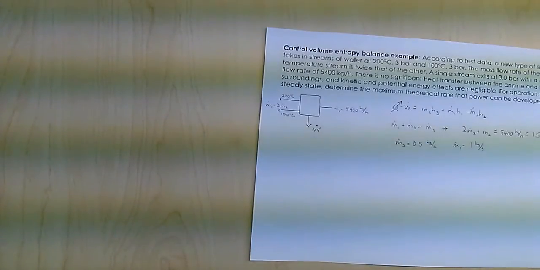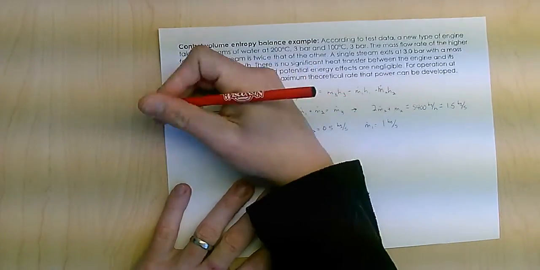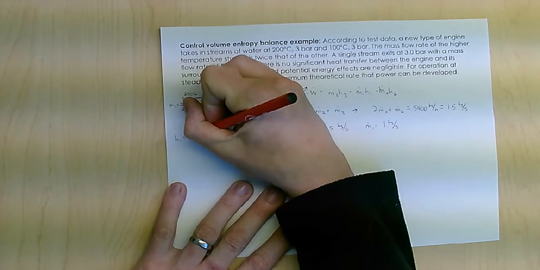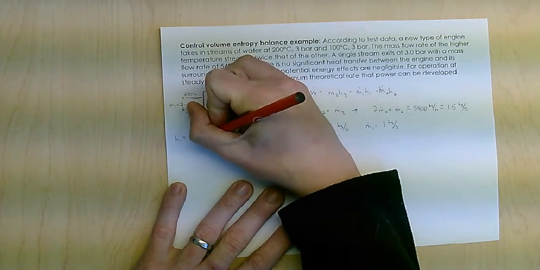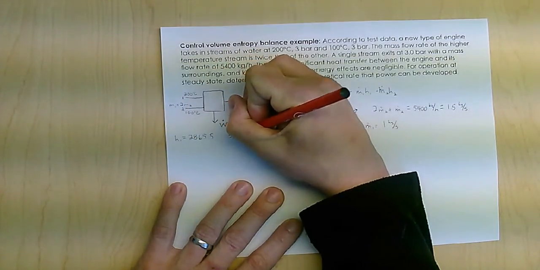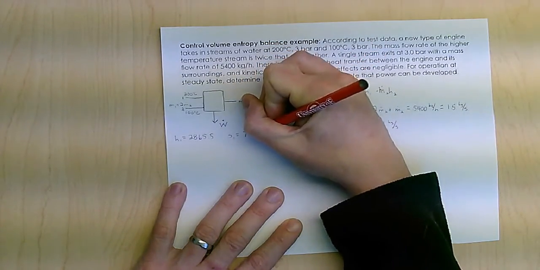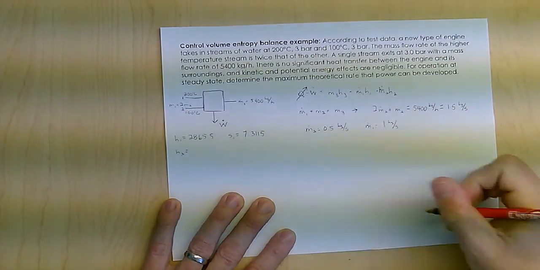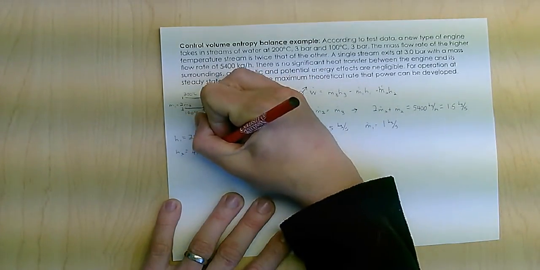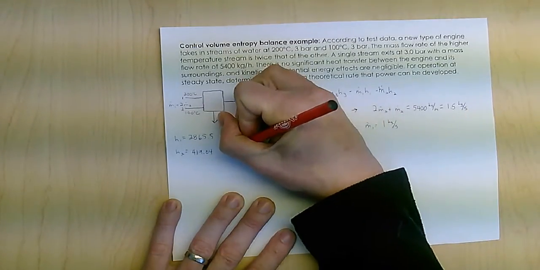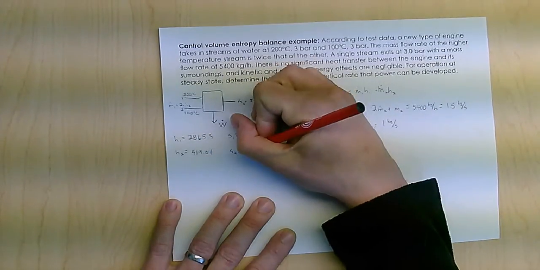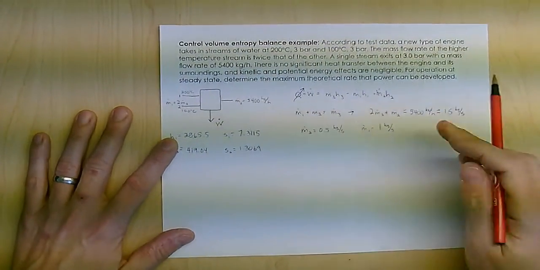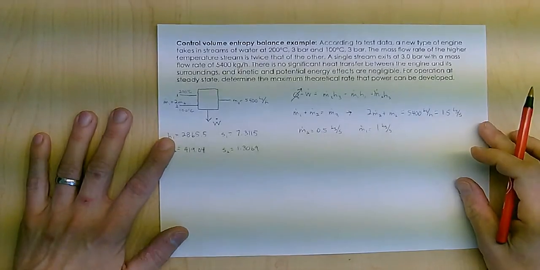So let me go ahead and jot all of these guys down that I found. So again, H1 equals 2865.5. S1 is 7.3115. H2 equals 419.04, and S2 equals 1.3069. Now, again, I haven't found H3 yet, okay? So I need to figure that out here.